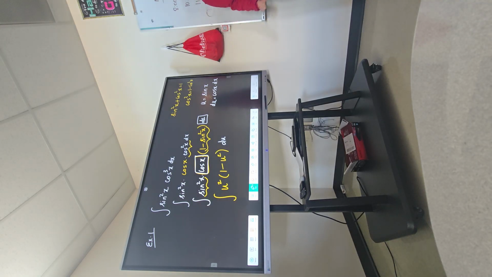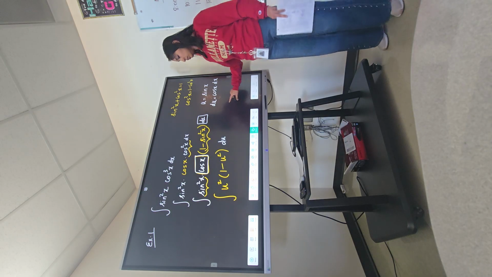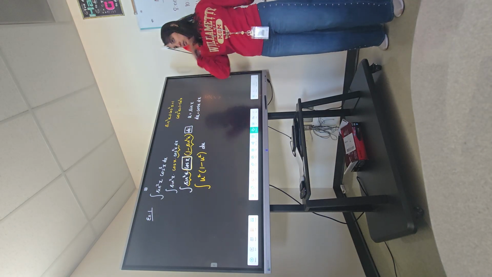No, this is just simple. Yeah, it's just simple integration. This becomes like a little simple integration, that's all.